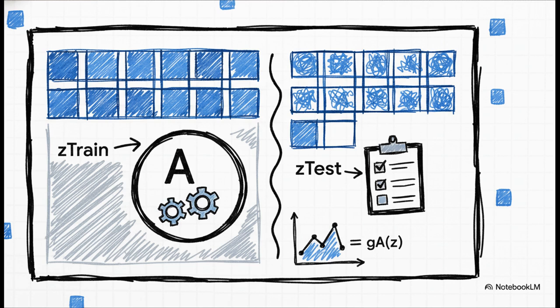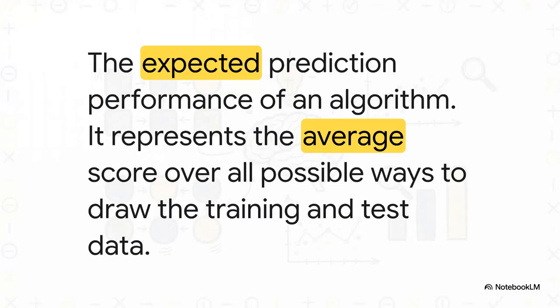That G_A(Z) function you see, that's basically our scorecard. It measures the error, or how far off our model's predictions are from the real, known values in our test set. Now here's the thing, just doing one test isn't really enough. I mean, you might get lucky or unlucky with how you split the data.